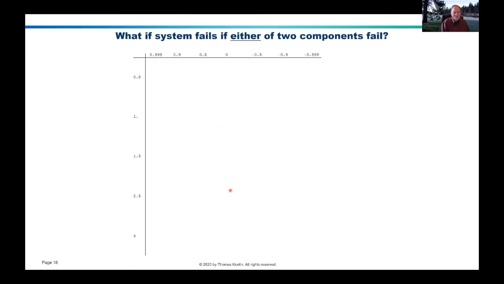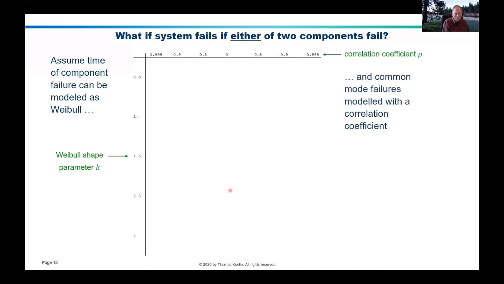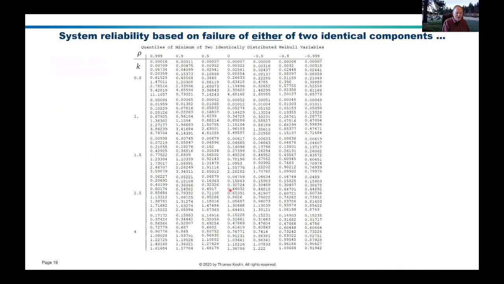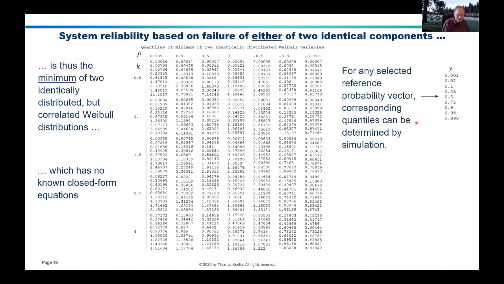What if a system fails if either of two components fail, and both those components are modeled as Weibull, and the same thing on the correlation coefficients? And yes, now we can calculate a quantile table, and again, that's based on 500 case simulations, as the minimum of two identically distributed Weibull variables with different shape parameters, different correlation coefficients, and for the same probability vector, and I still just use my computer to do 500 case simulations. And by the way, these numbers hardly change at all if you use a different random number seed.